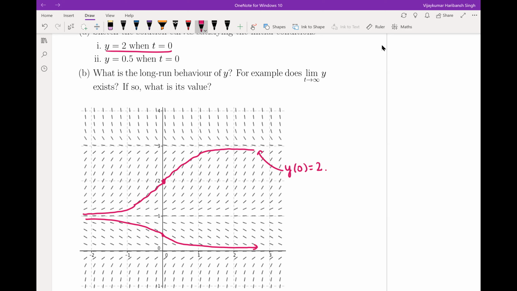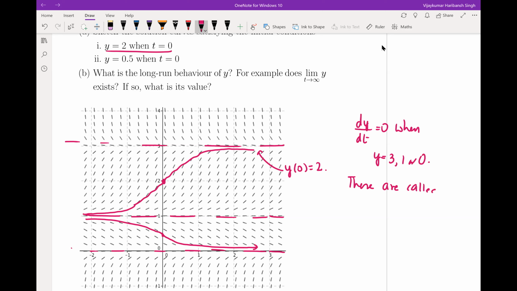Now note these values at which the change becomes 0, and also this one here. We say dy by dt equals 0 when y equals what? y equals 3, 1, or 0. These are called equilibria, the plural of equilibrium.